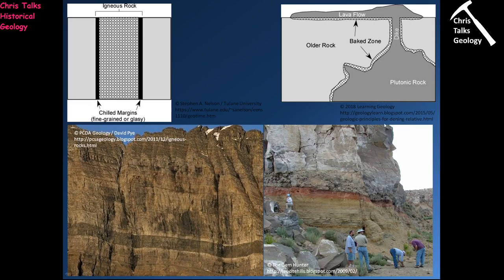Now the thing is that if you were to look at the top of this lava flow, any rock above it would not be baked, because there was no rock above the lava flow when it was extruded onto the surface of the earth. So if we look at our very simple diagram here, this is our lava flow coming over the surface of the earth. It's going to bake the rock below it, but because there's no rock above it, there's going to be no baked zone. So if later on sediment gets deposited over the top, the sediment on top of this lava flow will not show a baked zone.